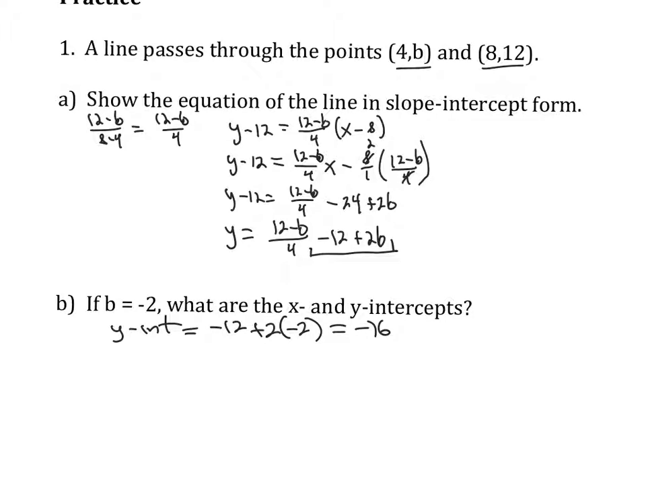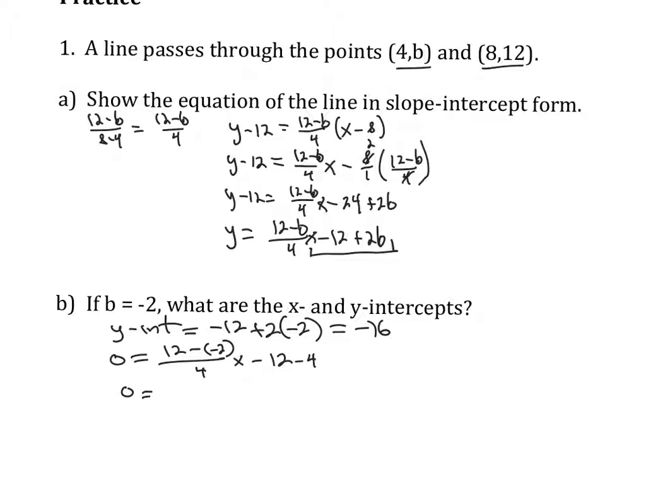When we plug in, we want to now find our x-intercept. We need to set y equal to 0. So we're going to set 0 equals (12 minus b, we said, so negative 2) over 4. By the way, there should be x's up here. x's here. Times x minus 12 minus 4.